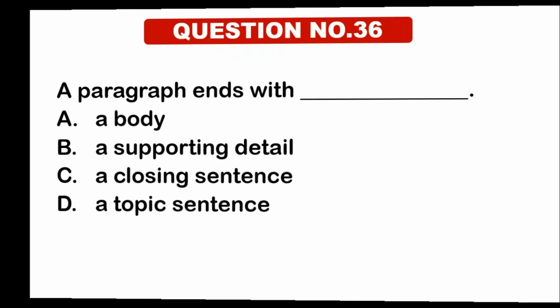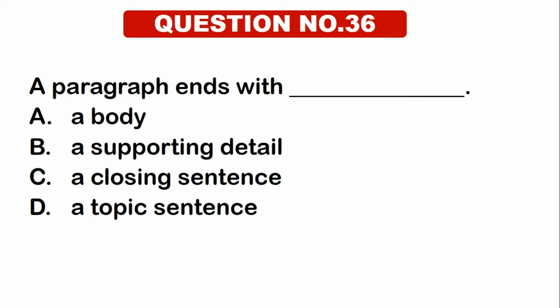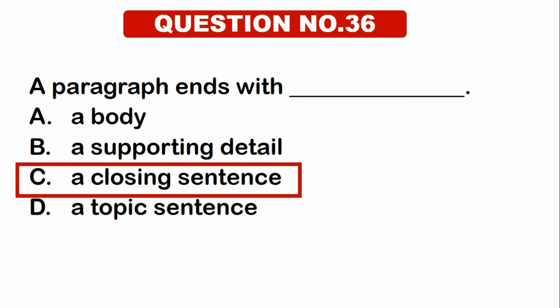Okay, number 36. A paragraph ends with A, a body, B, a supporting detail, C, a closing sentence, D, a topic sentence. Again, a paragraph ends with a body, a supporting detail, a closing sentence, or a topic sentence. The correct answer is letter C, a closing sentence.